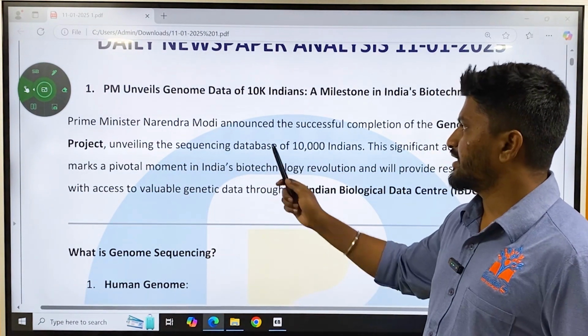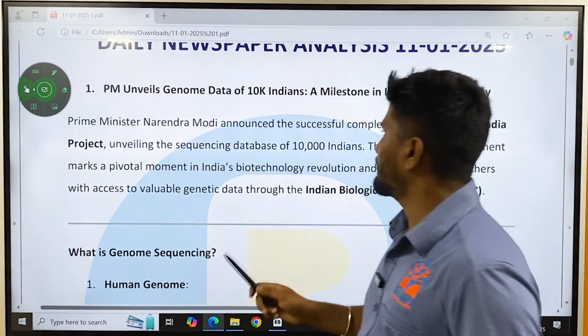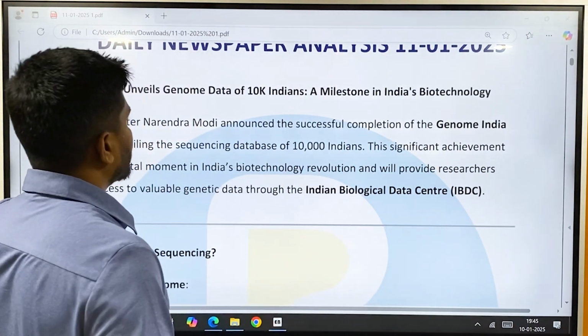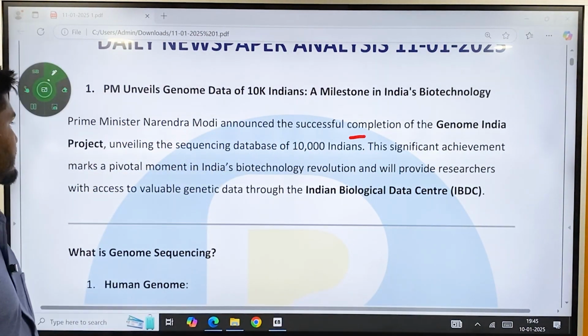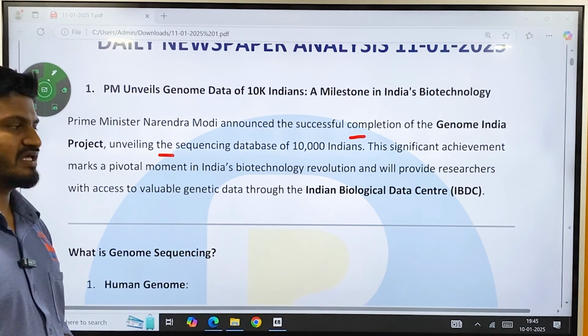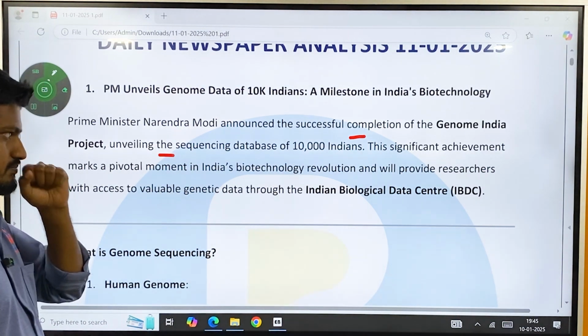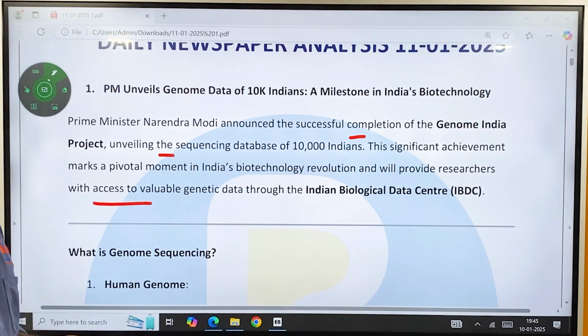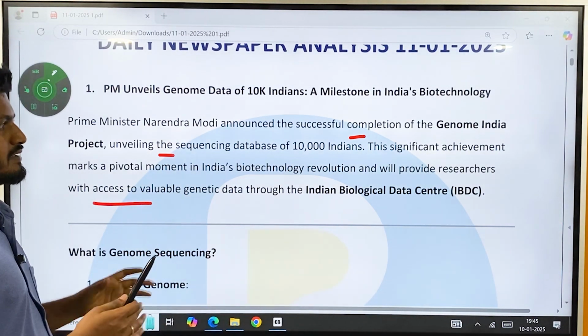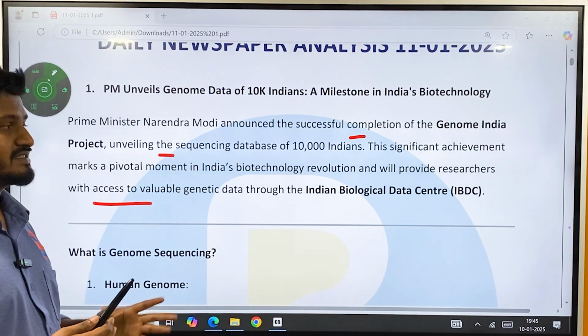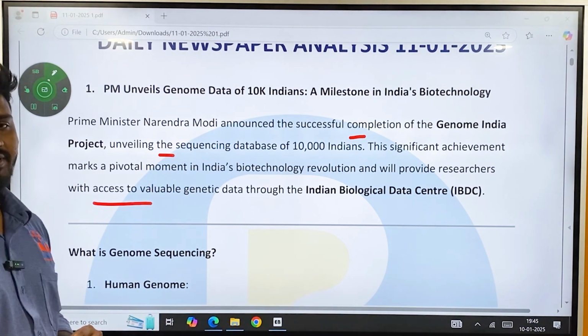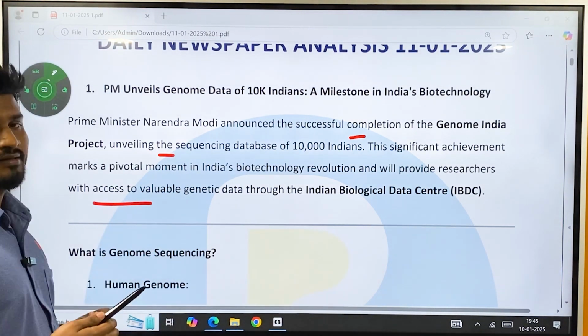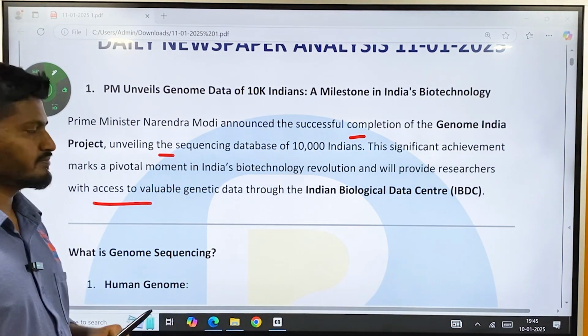So, PM Narendra Modi announced successful completion of Genome India project, unveiling the sequencing database of 10,000 Indians. This data will be available at Indian Biological Data Center. This is a significant achievement which marks a pivotal moment in Indian biotechnology.